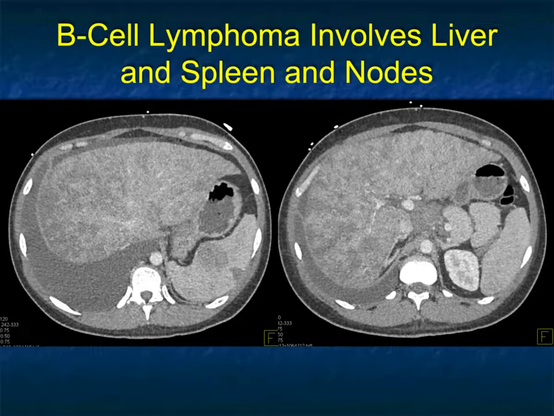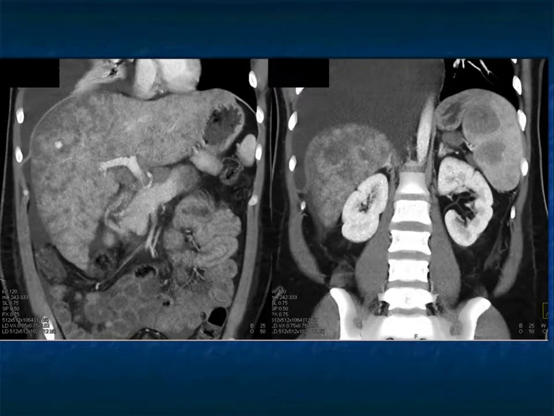Another case, B-cell lymphoma involving the liver and spleen, as well as adenopathy. A very classic example of B-cell lymphoma. Multiple hypodense lesions in the spleen. The spleen does not necessarily need to be enlarged. It's a little bit prominent, but you can see the infiltration of the liver as well. Very nicely shown on the venous phase imaging. So again, multi-organ involvement, adenopathy, all points to the diagnosis of lymphoma.